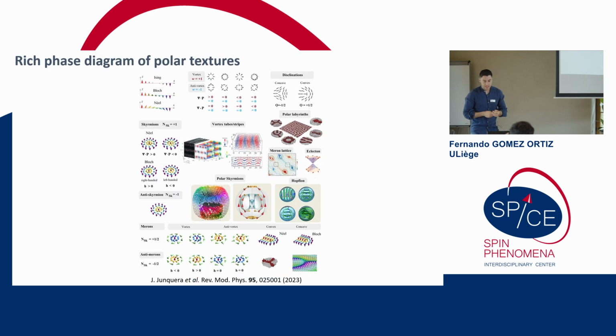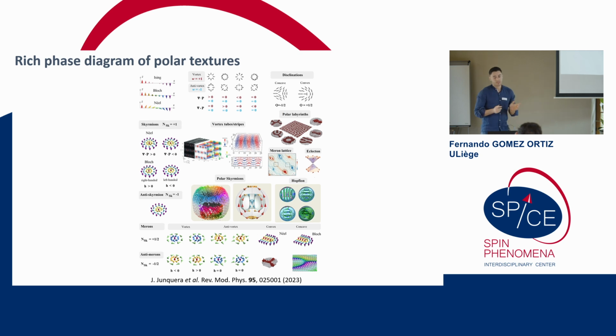However, the polar skyrmions are now just the tip of the iceberg, and many different phases have been encountered in topological textures. So we can now find vortices, we can have merons, we can have hopfions, and we can have different geometries where the polarization is confined in the plane.